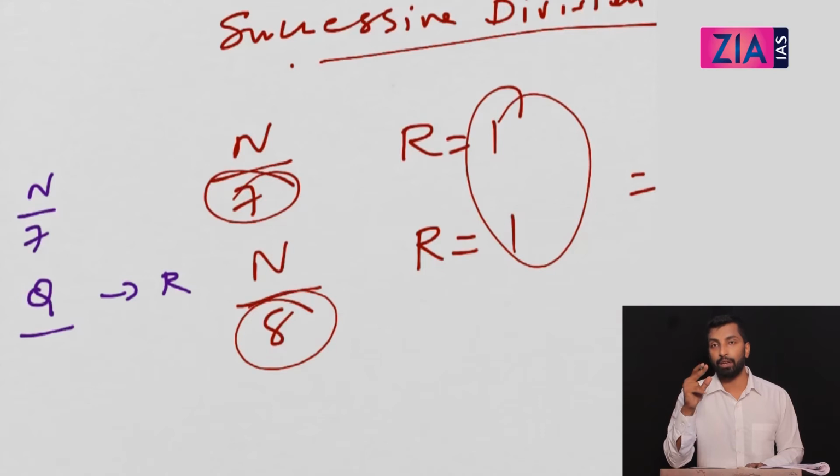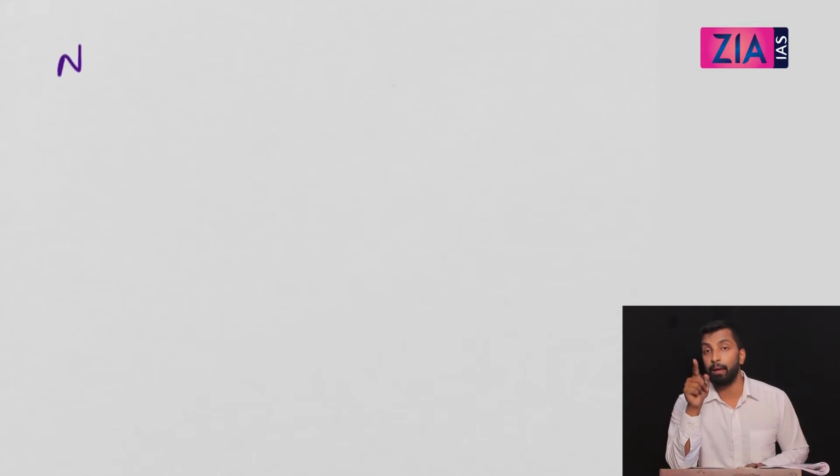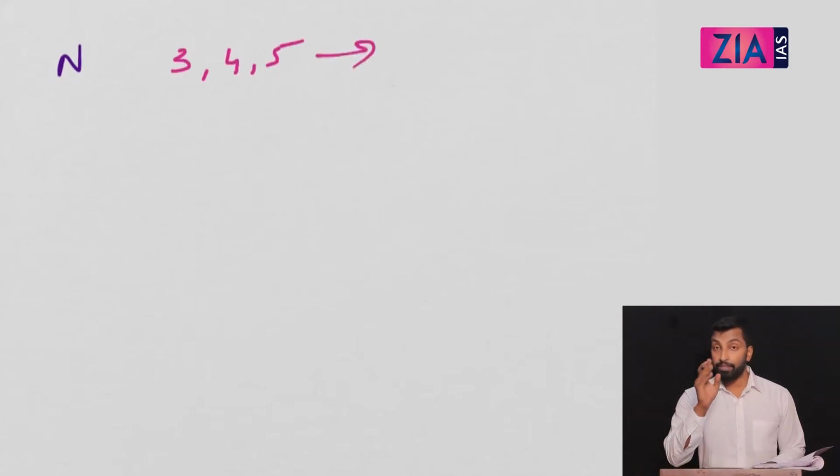So let's make a question, you will understand it much better. Let's say I have a number n. You are dividing successively by 3, 4, 5. What do you mean by dividing successively? Divide the number first, then the quotient, then the quotient. By 3, 4, 5 means first you divide by 3, then by 4, then by 5. So dividing a number successively by 3, 4, 5 leaves remainders 1, 2, 3.